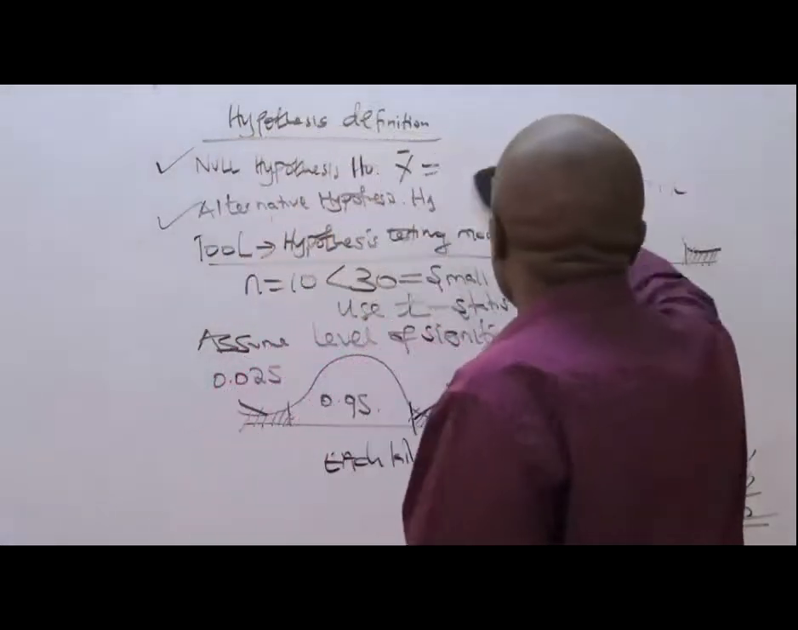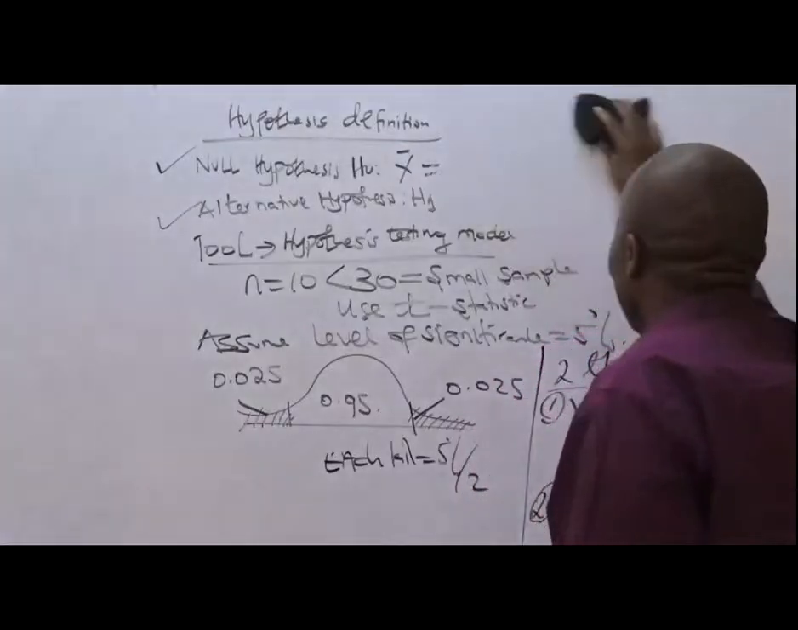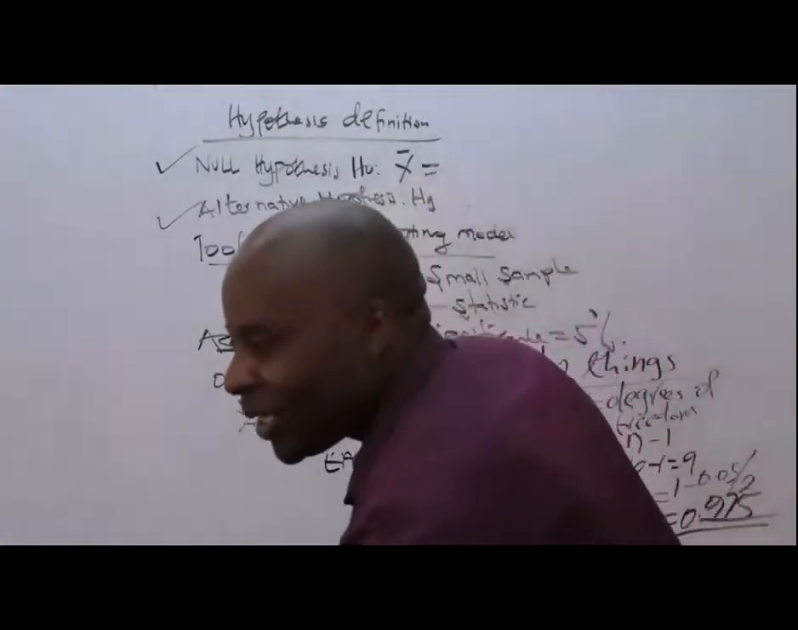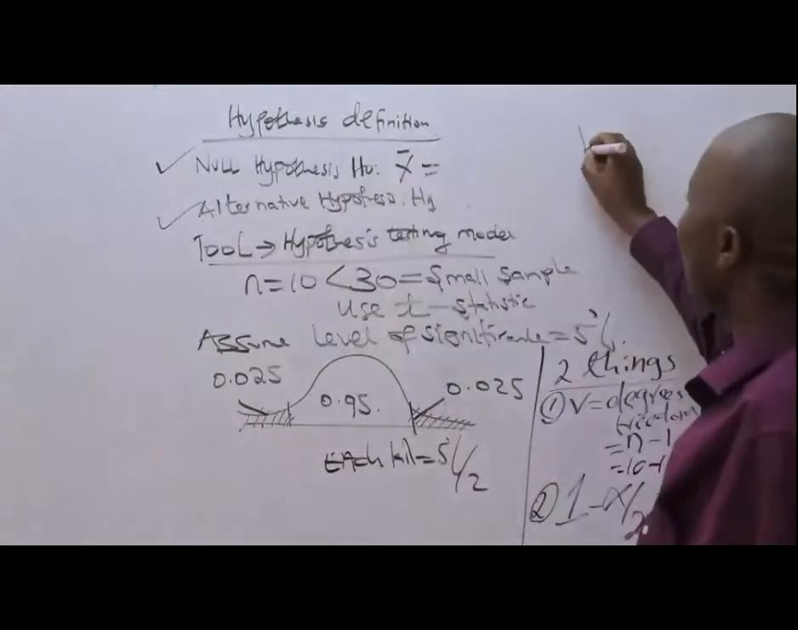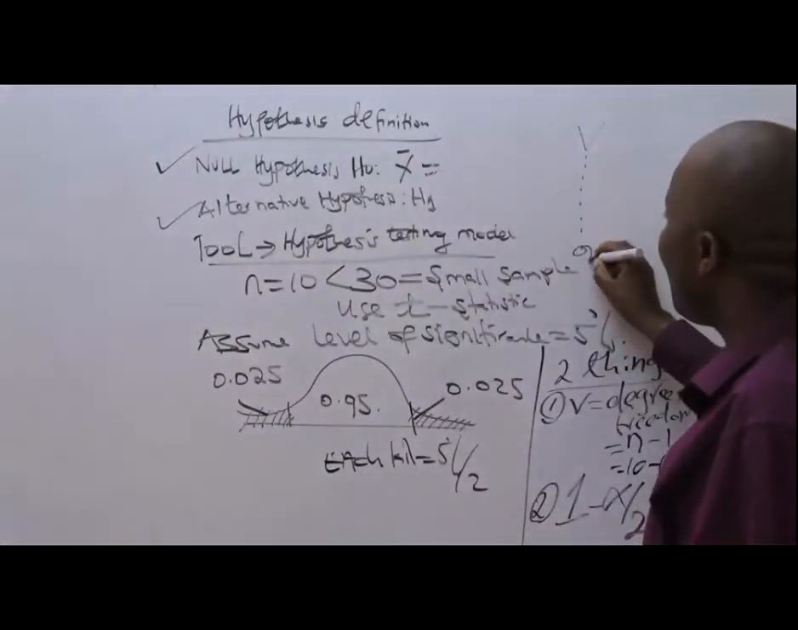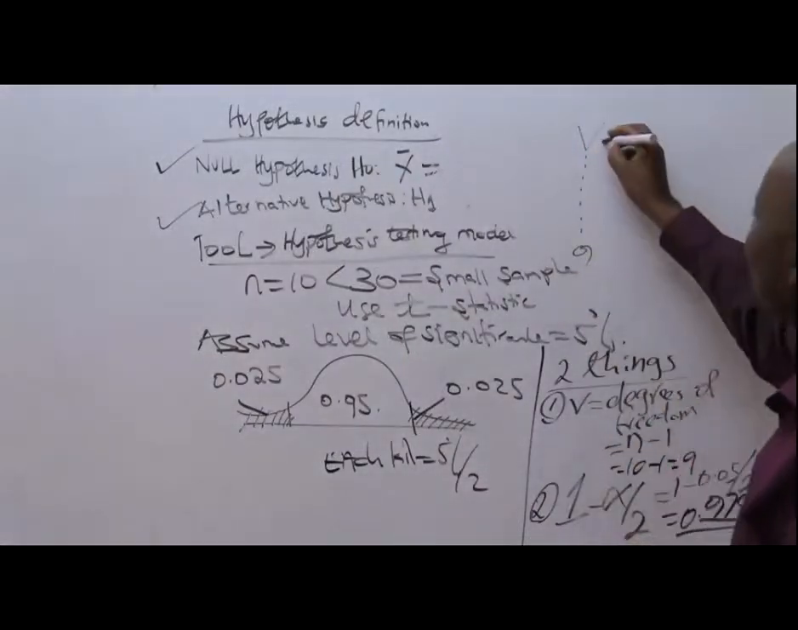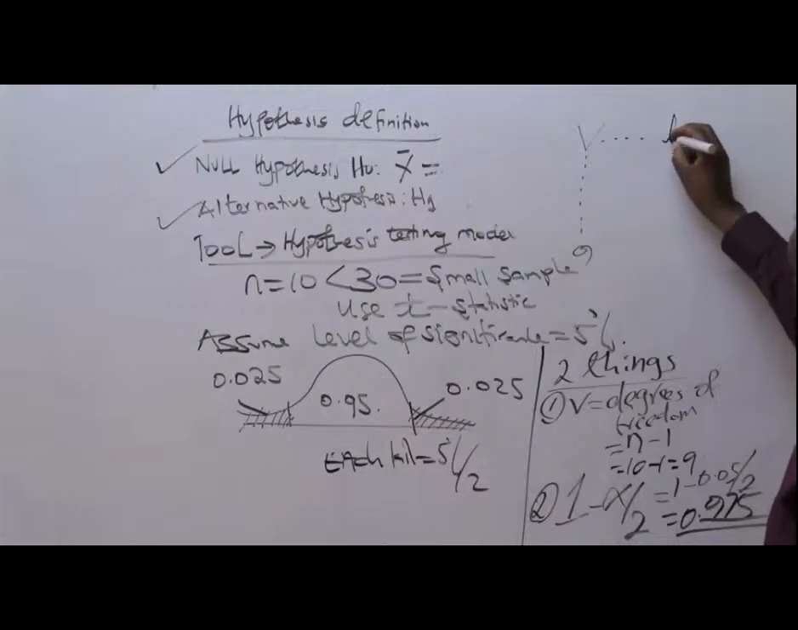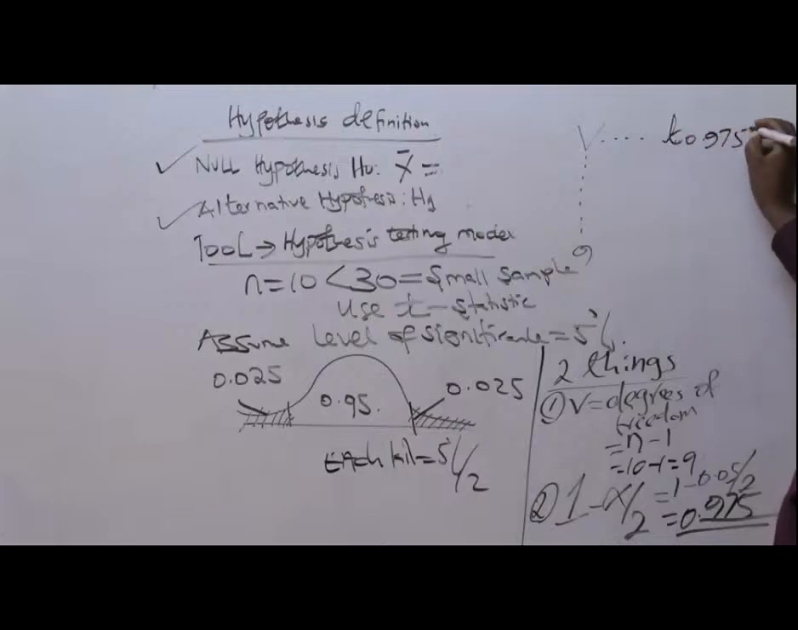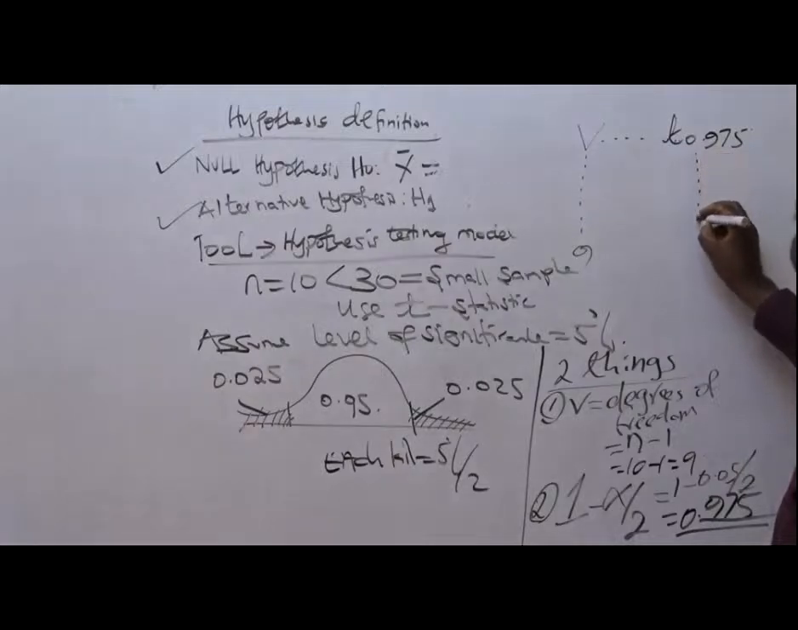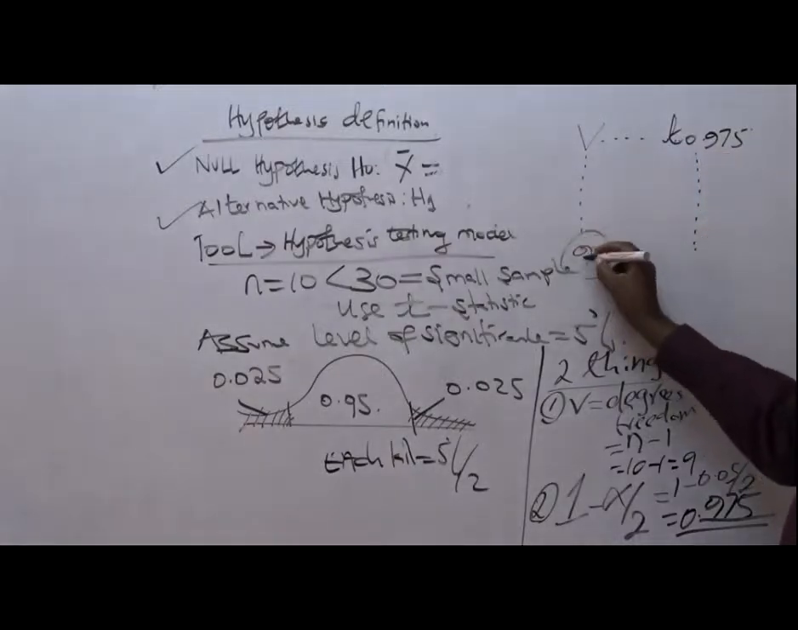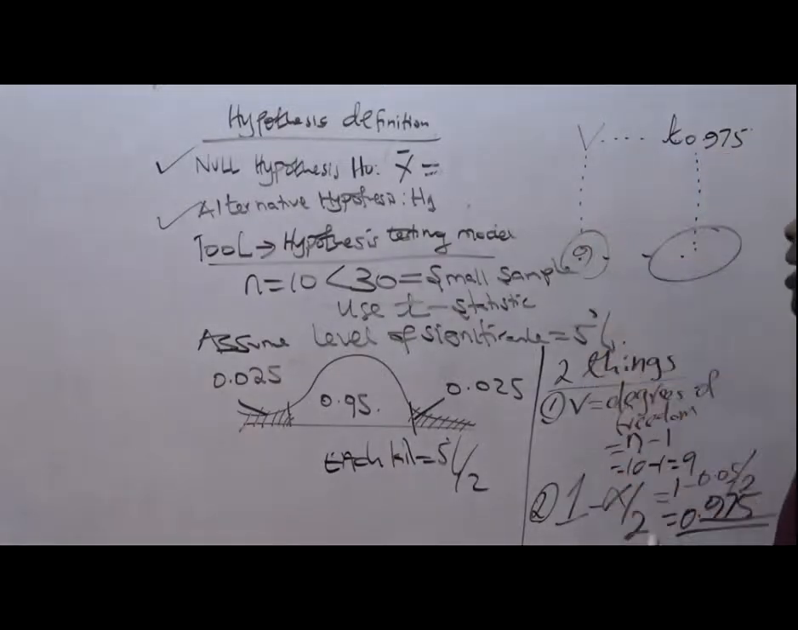I would want you to go straight away to that particular table where you are able to see a column of V. Please go down to where you are able to see 9. And then by the side here, you'll be able to see T.975. Whatever figure that you have here is what we call the T critical.